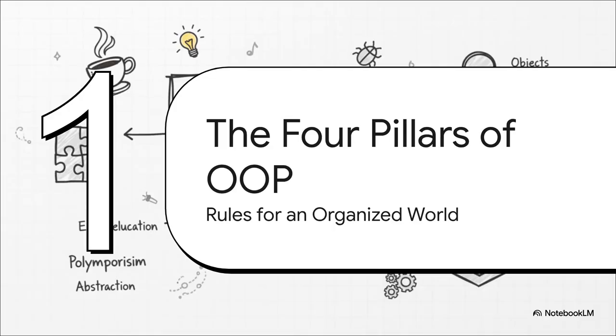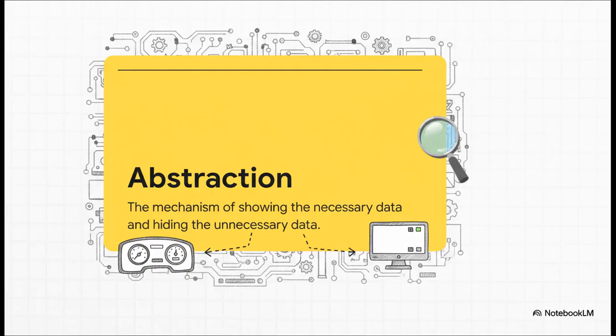So, how do you actually build this organized digital world? Well, you follow 4 main rules, and people in the know often call these the 4 pillars of OOP. Let's break them down one by one. The first pillar is abstraction, and this one is all about simplicity. Think about it. When you're driving a car, you look at the dashboard. You see your speed, you see how much gas you have. You don't need to see the thousands of tiny, complicated parts working together inside the engine.